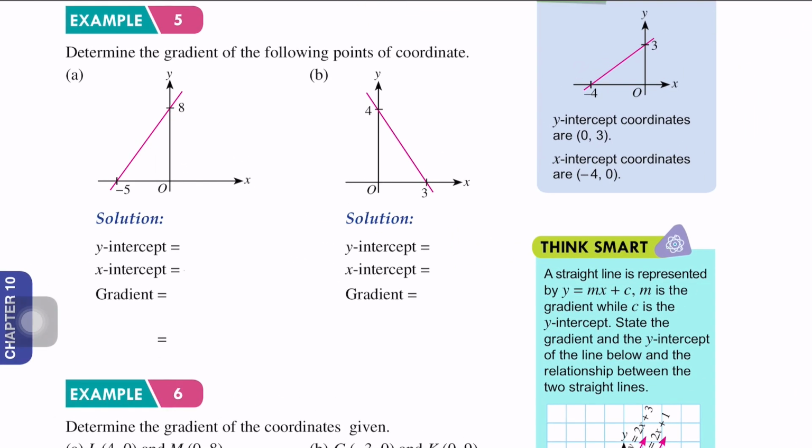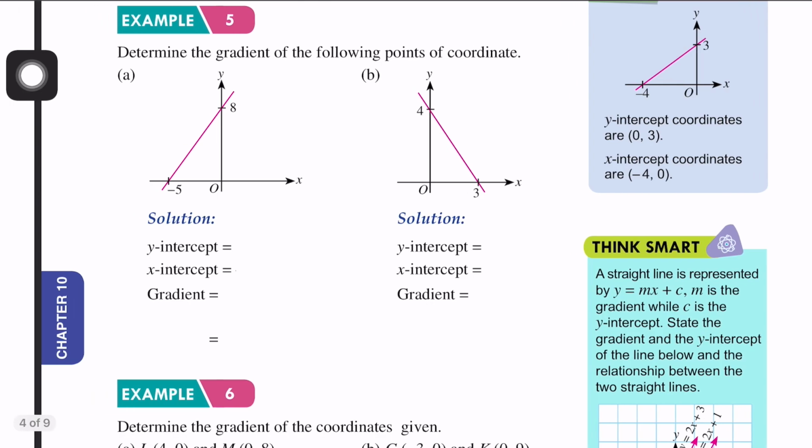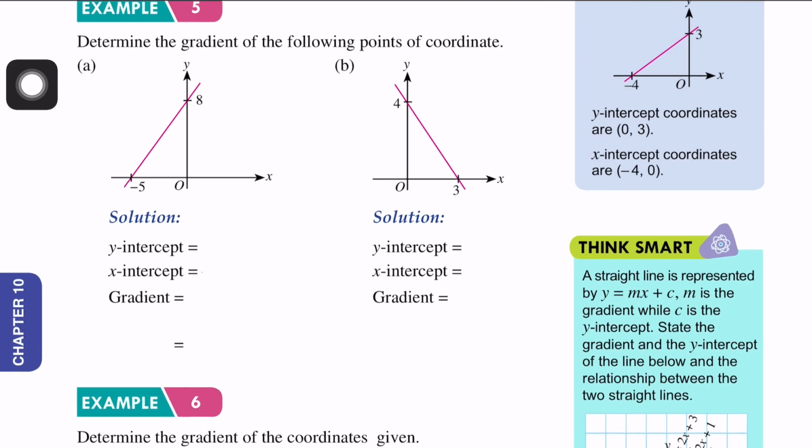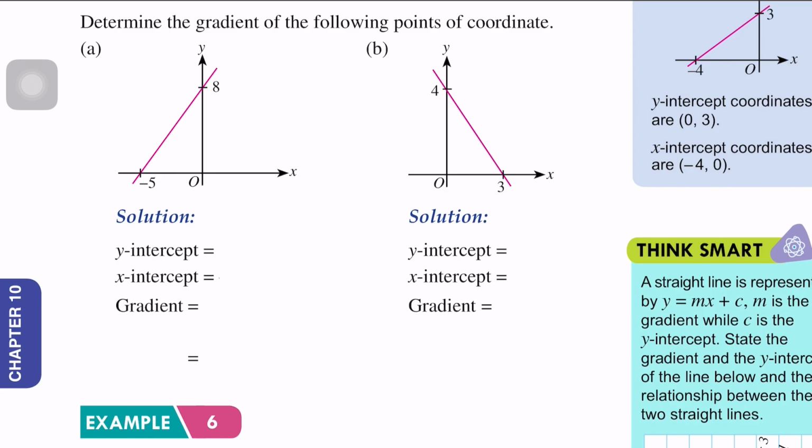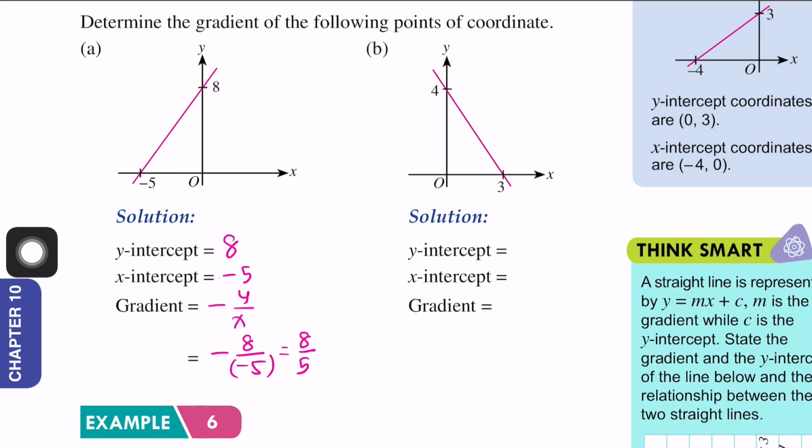Next. Determine the gradient of the following points of coordinates. So this is intercept form. We're going to calculate the gradient using the gradient intercept form. From this figure, we know that the y-intercept is the point that intercepts the y-axis. The x-intercept over here is negative 5. For the intercept form, you must not forget the negative sign. So negative y over x. The y-intercept is 8, the x-intercept is negative 5. So negative divided by negative will be positive, so your answer is 8 over 5.